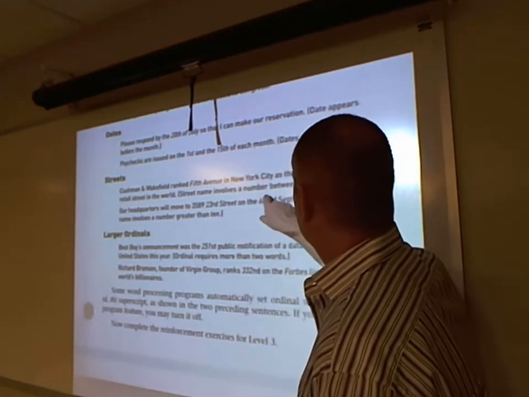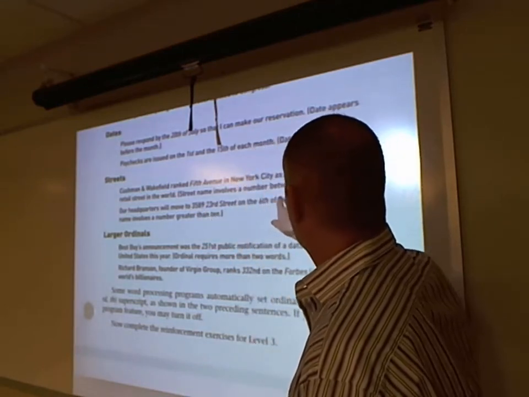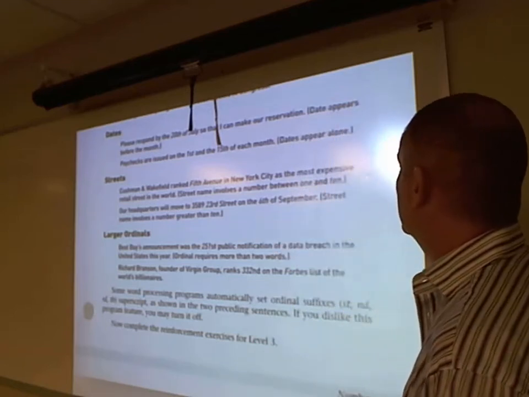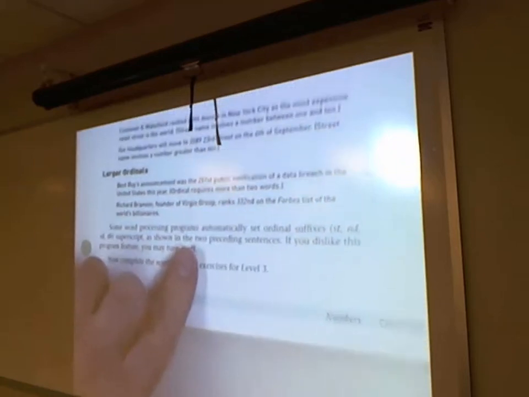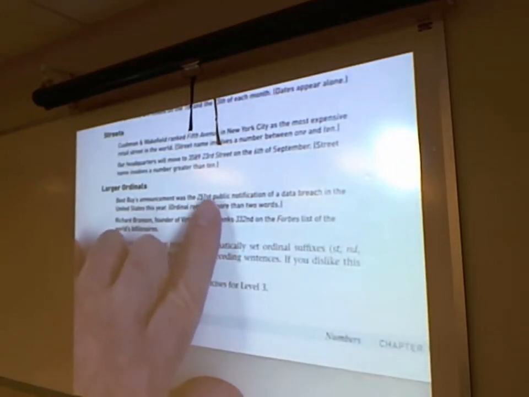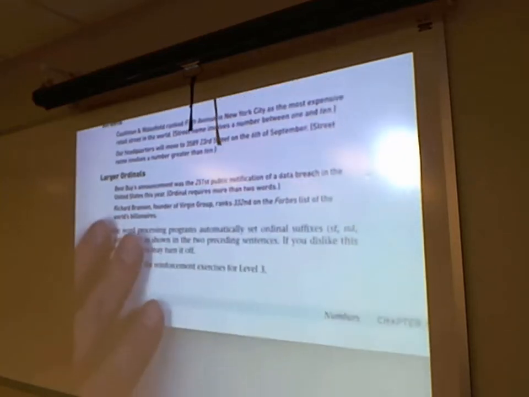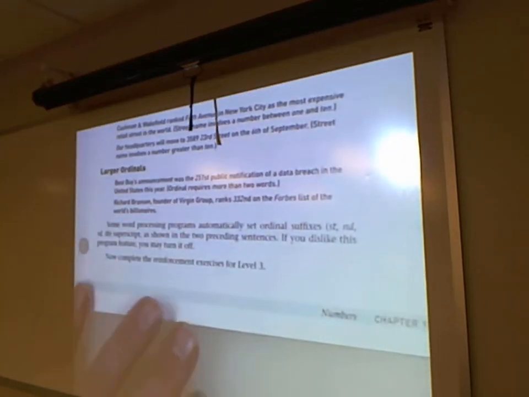Larger ordinals that are more than 2 words become a figure, the 251st public notification. And that concludes chapter 14. There are a few FAQs in here, and I want to hit: never use the word dollars whenever you have the dollar sign, and in all business writing you should include the dollar sign, not the word dollars.